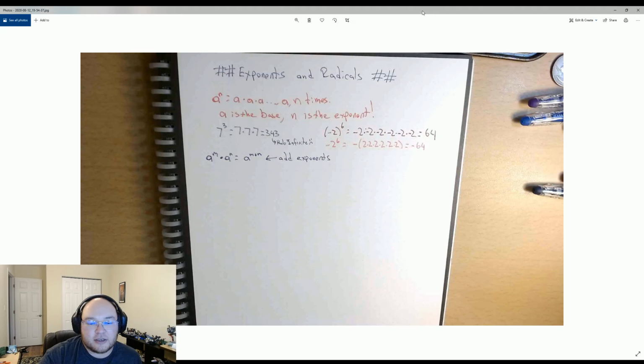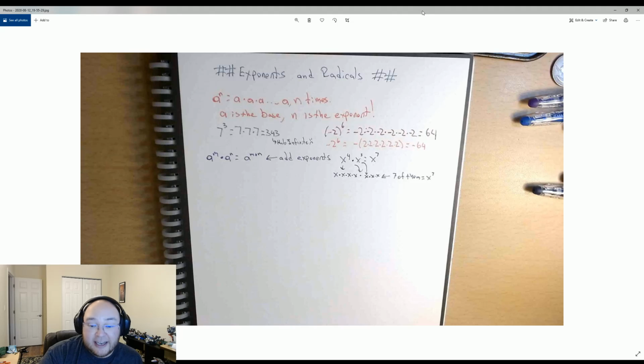That's a stupid song. You add the exponents. So x to the fourth times x to the third equals x to the seventh. Because x to the fourth is x times x times x times x, 4 times. And then x to the third is x times x times x, 3 times. And when you put those together, there are now 7 x's, which is x to the 7th power.